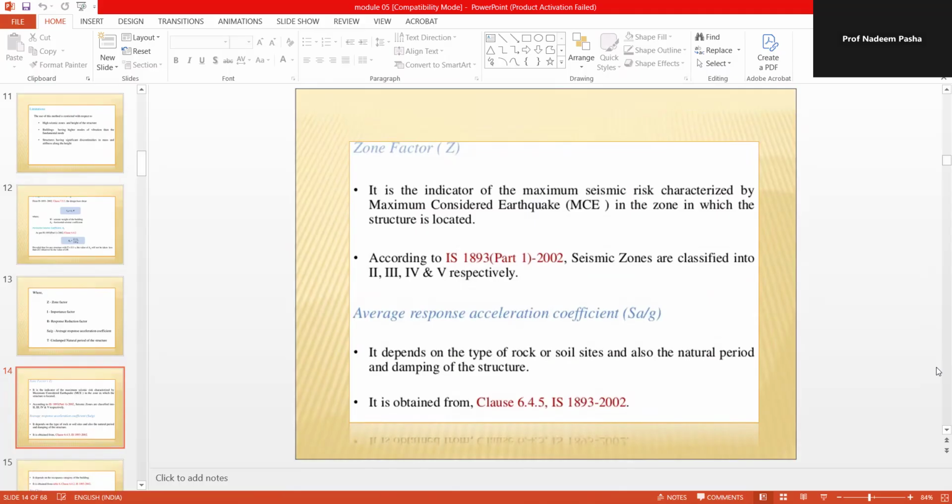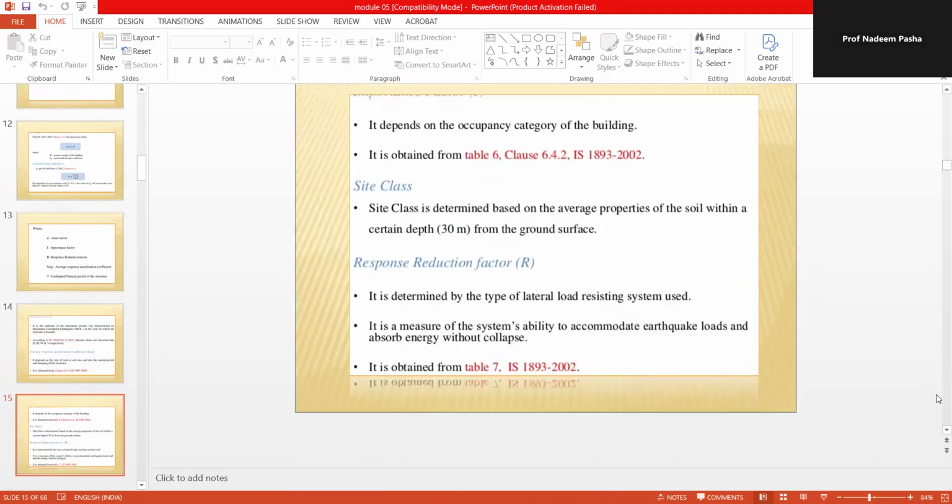According to IS 1893 Part 1 2002, seismic zones are classified as 2, 3, 4, and 5 respectively. Average response acceleration coefficient Sa/g: it depends on the type of rock or soil site and also the natural period and damping of the structure. It is obtained from clause 6.4.5 of IS 1893 2002.